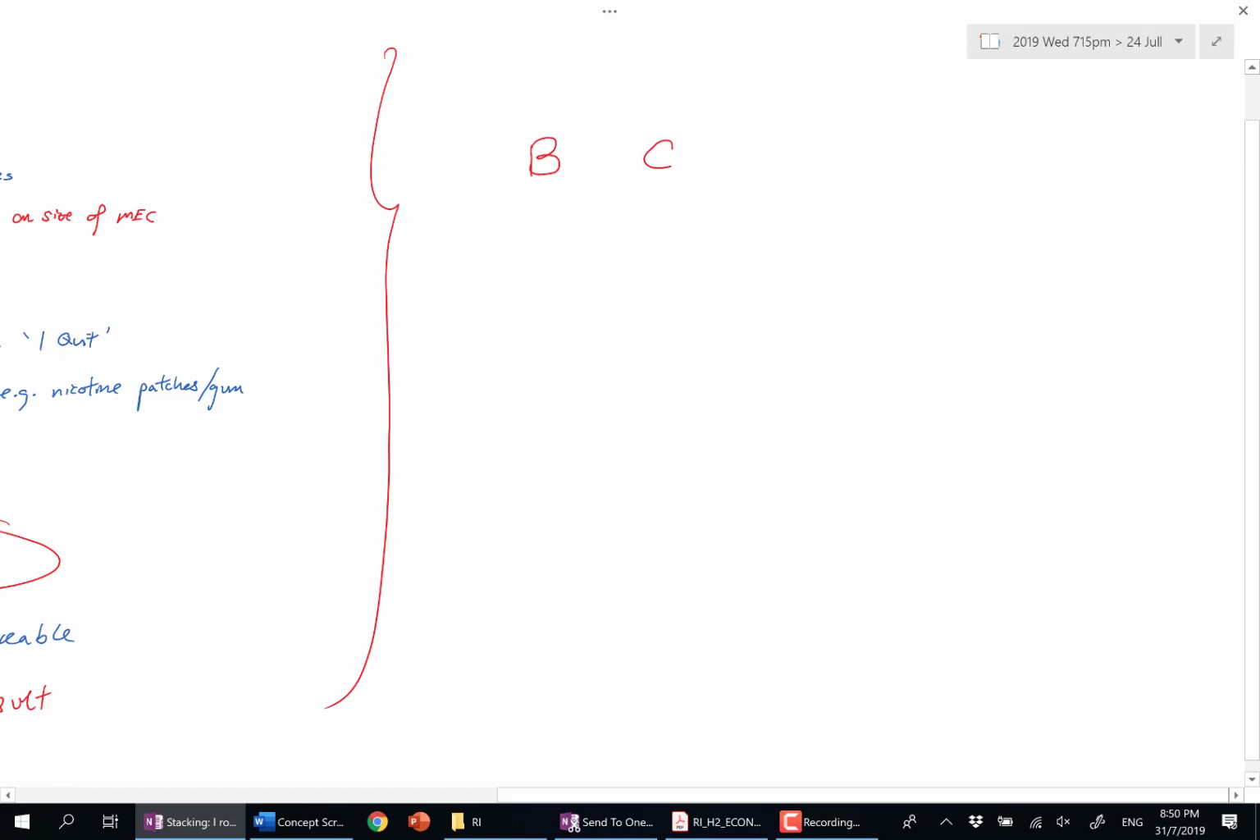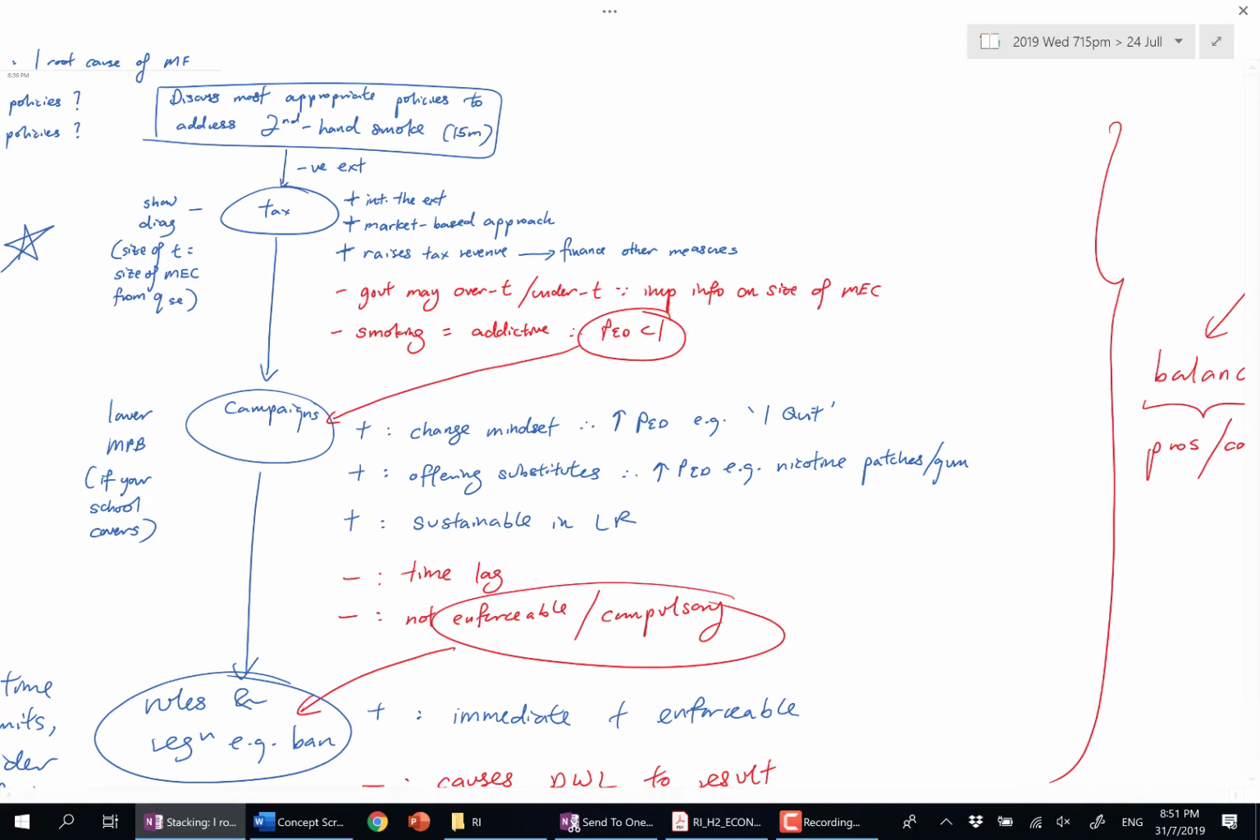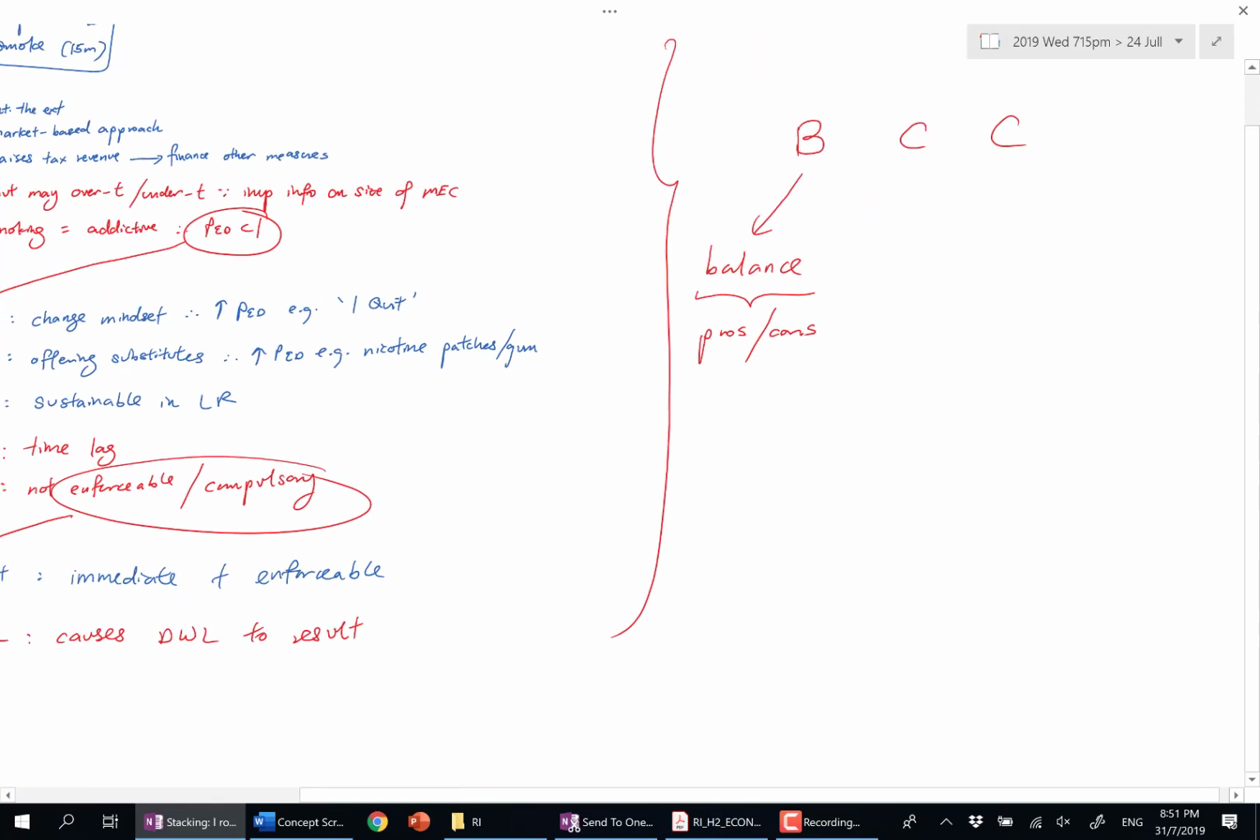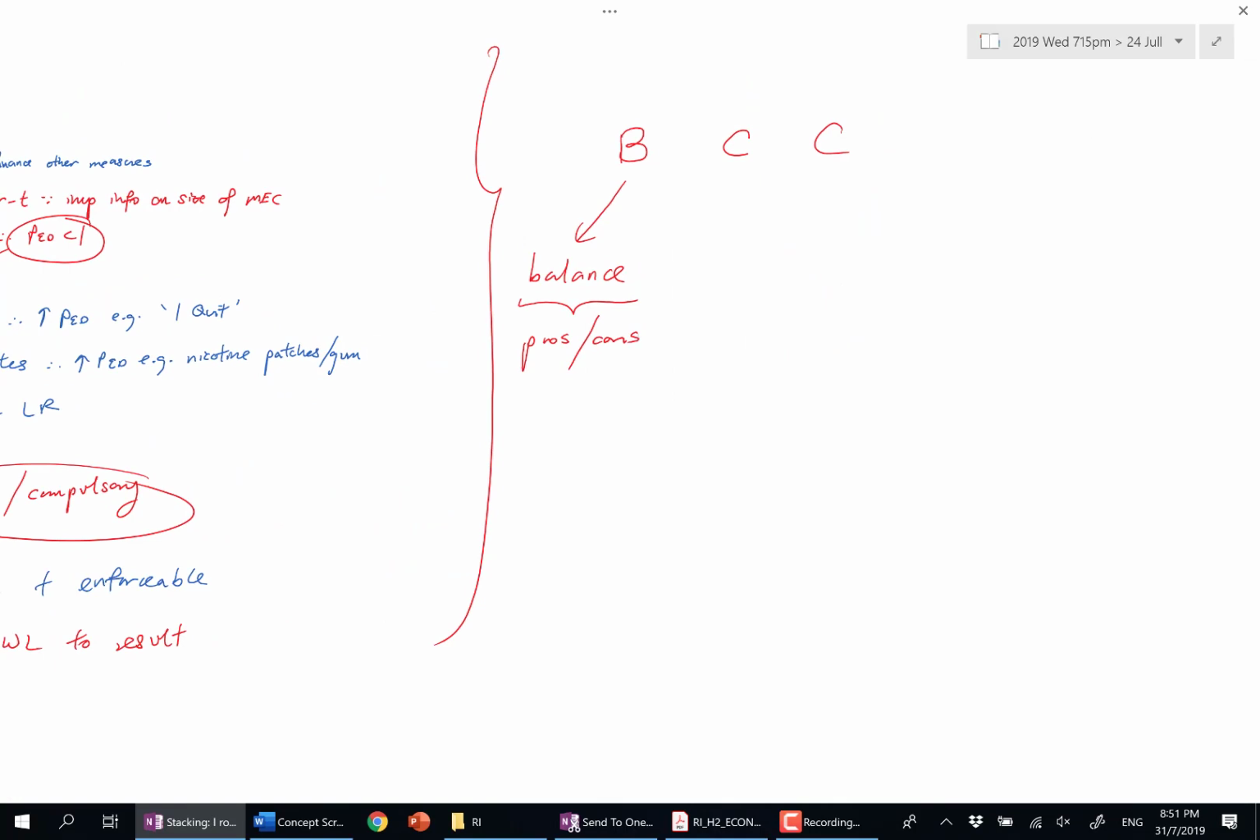BCC, right? Balance. When they ask you for policy recommendations, you need pros and cons. And we had a smattering of points, the pluses and the minuses. The balance is definitely there. Now, every single policy, you need to know the pros and cons, which means there's a lot of follow-up work in your school notes.